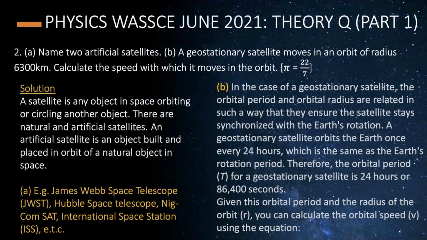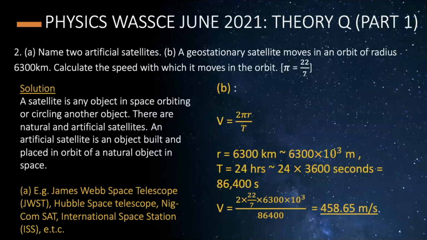What that means is that a geostationary satellite orbits the Earth once every 24 hours. This 24 hours is the same as the period of rotation of the Earth. Now that means that the orbital period of a geostationary satellite is the same as the orbital period of the Earth, which is 24 hours. Now, given the orbital period and the radius, let's call that r, you can actually calculate the orbital speed, which is what we are asked to calculate here. Now, the equation for that is given as v equal to 2 pi r over the period T.